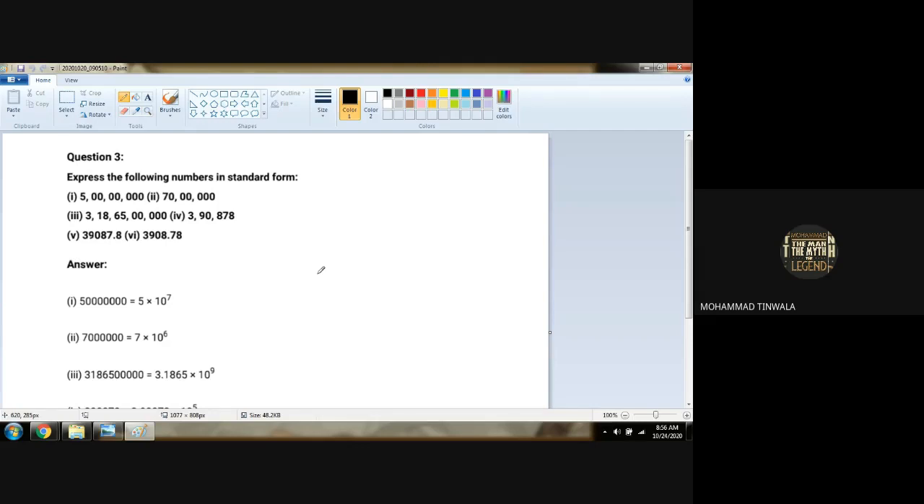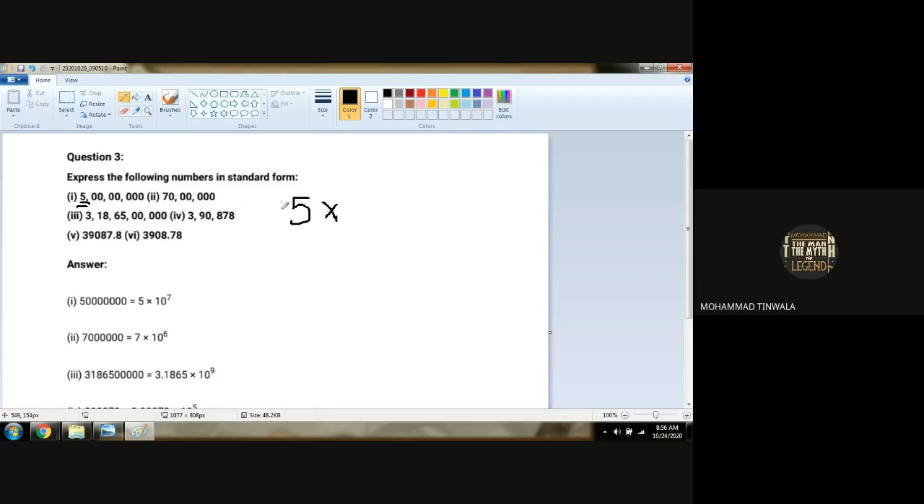Answer. Express the following numbers in standard form. So standard form is what? I mean the number is what? 5 crore. How many zeros are there? 1, 2, 3, 4, 5, 6, 7. So how to convert that into standard form? Standard form is always after one digit. So it is already one digit. So there is no need to convert that into decimal.